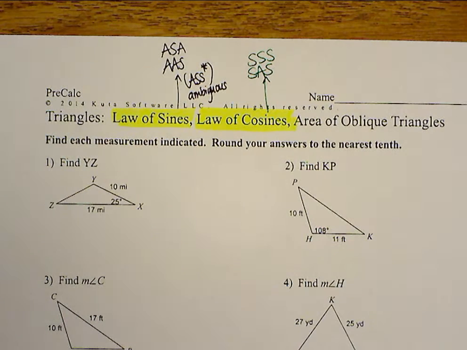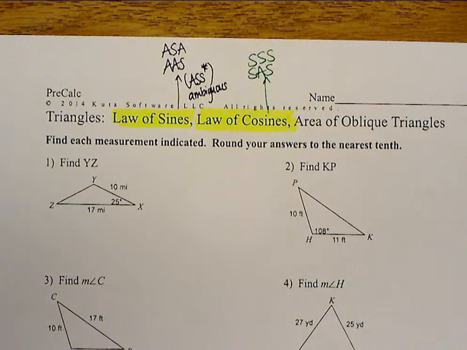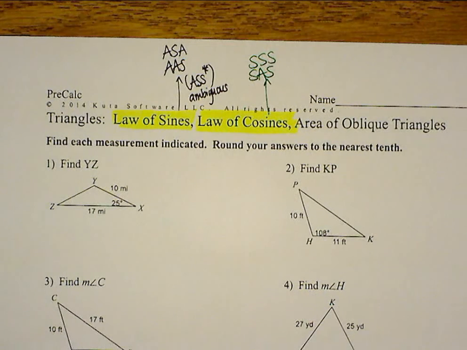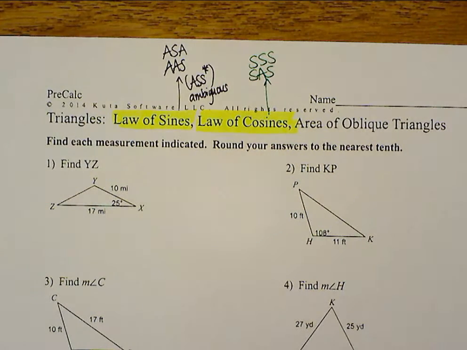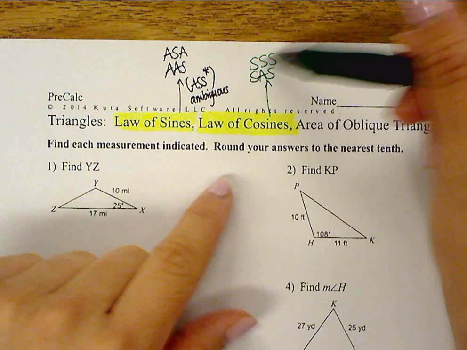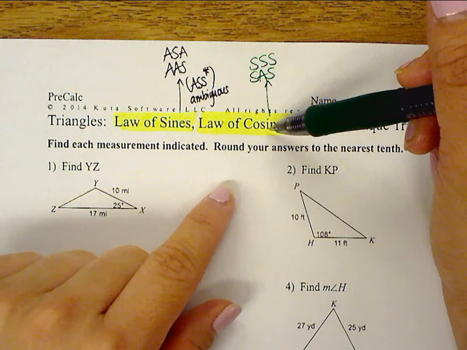Okay? Because remember, ASS does not guarantee a congruent triangle. So there's two triangles that can have the same angle and side, and so we cannot trust that this is going to be the triangle. Anyway, so just be careful with ASS. In general, for SSS and SAS, use law of cosines. For ASA and AAS, use law of sines.